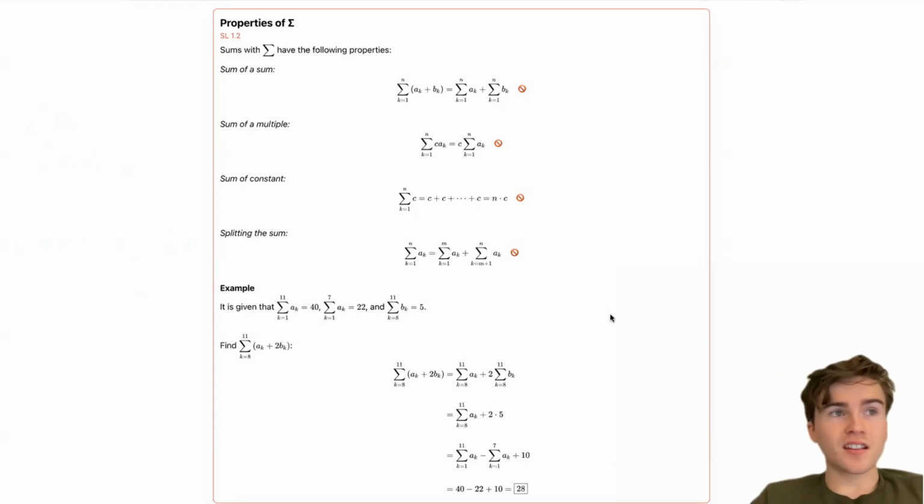I'm given that the sum of the first 11 terms in a series, so from k is equal to 1 up to 11 of a sub k is equal to 40. And I know that the sum from 1 to 7 of that same a sub k is 22. And I'm also told that the sum from 8 to 11 of b sub k is equal to 5. Bit of a mess, but we want to find the sum from k is equal to 8 up to 11 of 8a_k plus 2b_k.